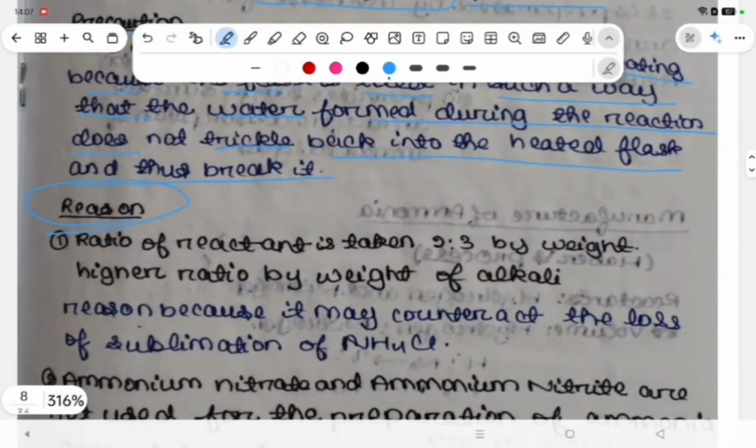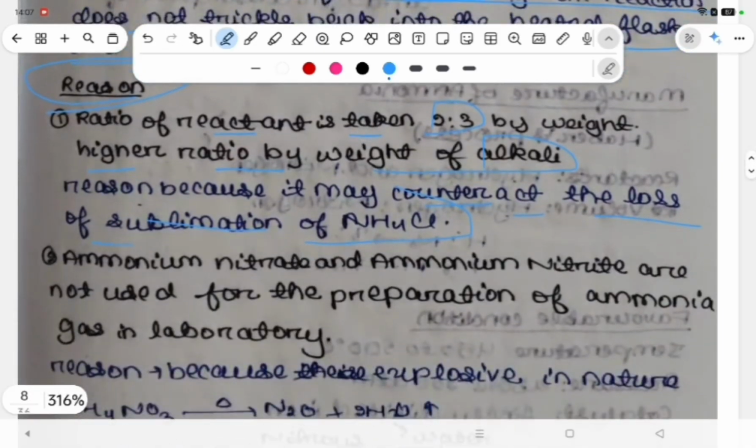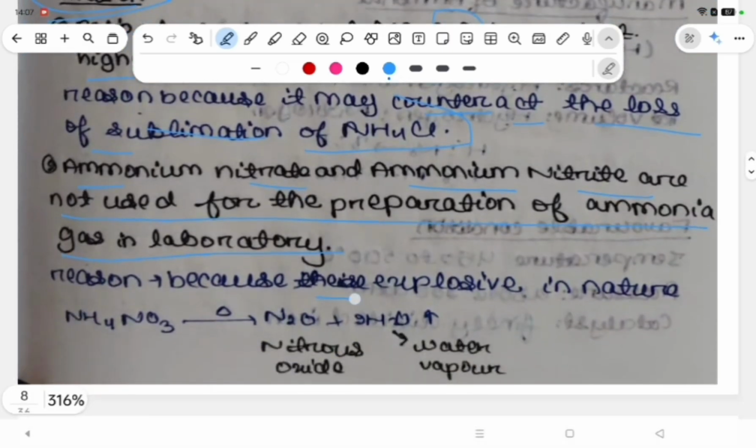Reasons: the ratio of reactants is taken 2:3 by weight, a higher ratio by weight of alkali, because it may counteract the loss due to sublimation of NH4Cl. Ammonium nitrate and ammonium nitrite are not used for the preparation of ammonia gas in the laboratory, because these are explosive in nature.